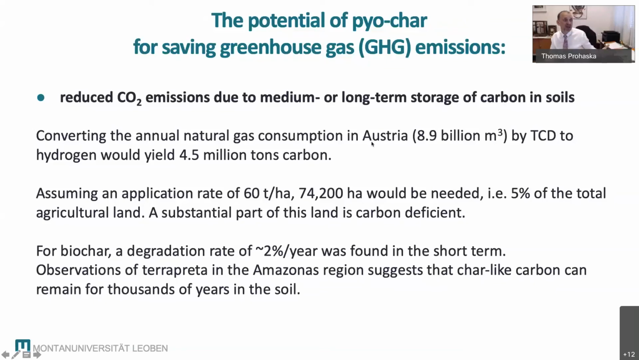Considering Austria, where we have a natural gas consumption of about 9 billion cubic meters, this would yield 4.5 million tons of carbon. Considering that we can use 60 tons of carbon per hectare, we have 74,000 hectares. This is about 5% of the total agricultural land. So we have large areas on which we can put this carbon, and also a substantial part of this land, which is used in agriculture, is carbon deficient. Considering a degradation rate of about 2%, we can see how this carbon can be accumulated and further used.